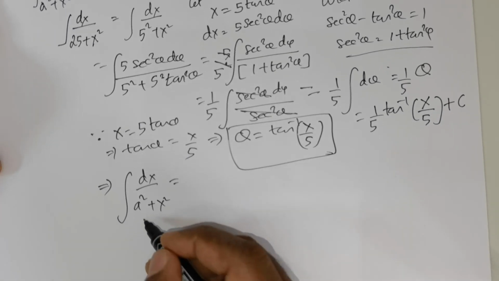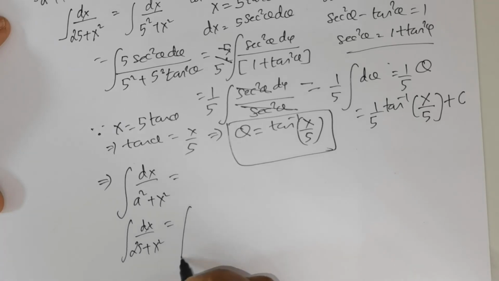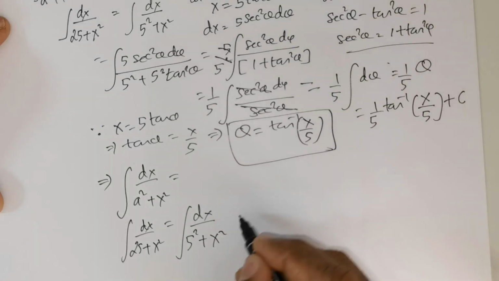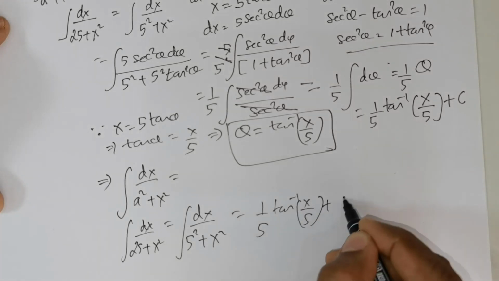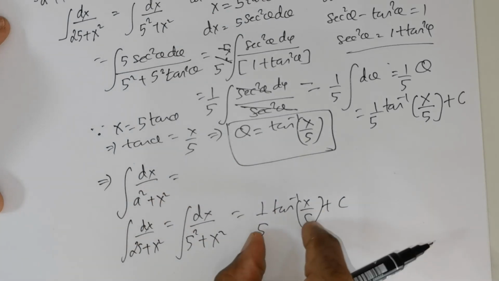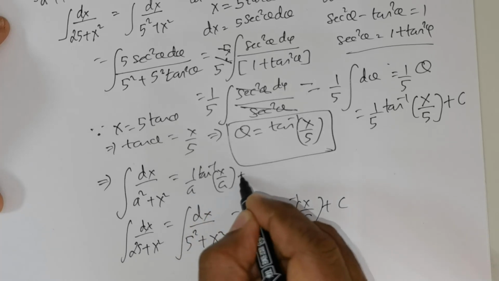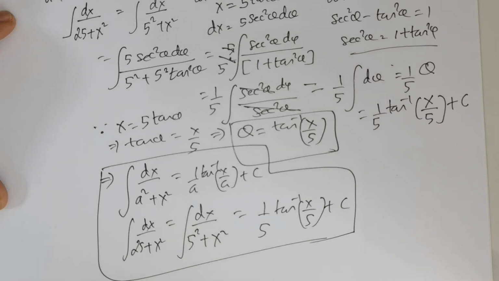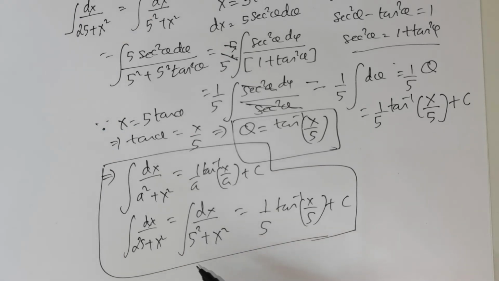So that means we have got a trigonometric formula, dx over a squared plus x squared. Now this is very much similar to integral dx over 25 plus x squared. So what did we do? We rewrote it as integral dx over 5 squared plus x squared. And what is the result? We got 1 over 5 times tan inverse of x over 5 plus arbitrary constant. So in a similar manner, if I were to generalize this result, this is going to be 1 over a tan inverse of x over a plus arbitrary constant. So this is a very important result, and we can utilize this result in many questions.